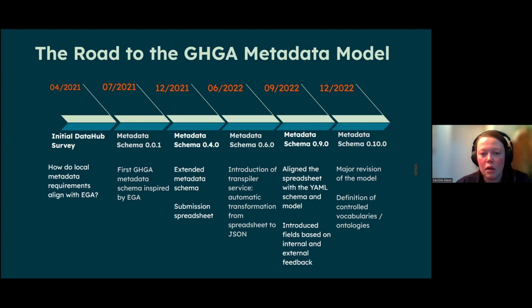In September of this year, we published version 0.9, and here we aligned the spreadsheet with our YAML source of truth model, and we introduced further fields based on feedback we received. And then right now we are in the middle of a major revision, and we are defining the controlled vocabularies and ontologies. In the following minutes, I want to focus on our prototype schema, then how we extended the metadata schema, and then how we are defining our vocabularies.